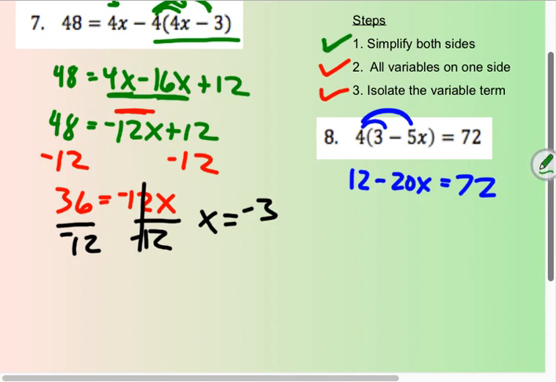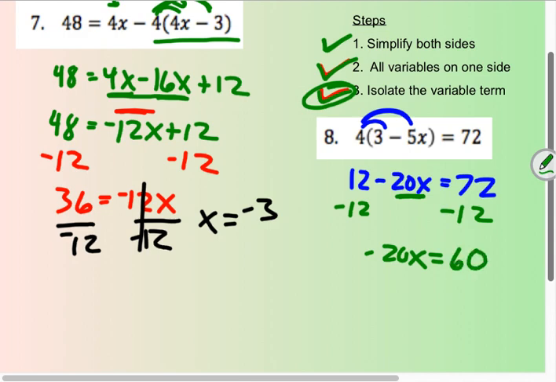So we simplified both sides. All variables are already on one side. Now we just have to isolate the variable term. That's our last step. So to get negative 20x by itself, I'm going to subtract 12. And negative 20x is going to equal 72 and negative 12 is positive 60.